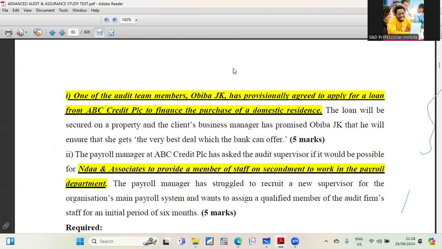So, like I said, if he's taking the loan, it should be at what? Arm's length. Yes. But if it is not at arm's length, then he shouldn't take the loan. And if he takes the loan at arm's length, he must still disclose it. So those are the issues that you write. All right, so that is that.